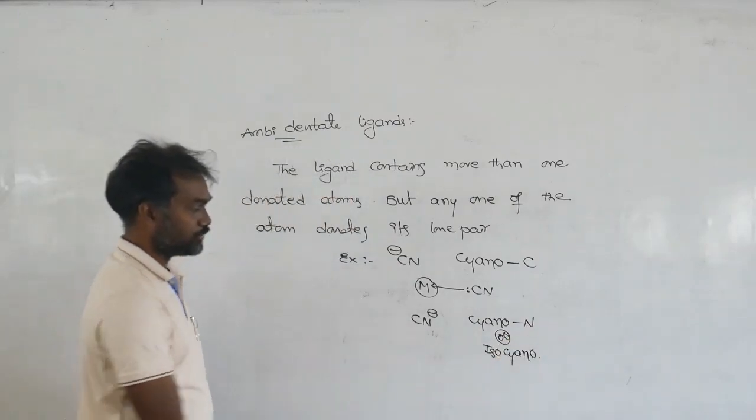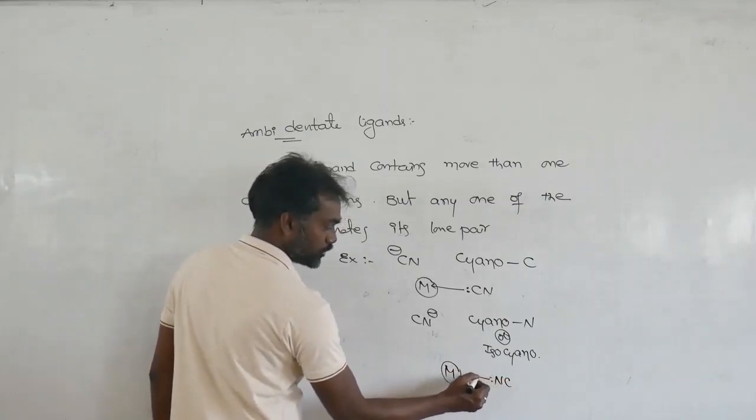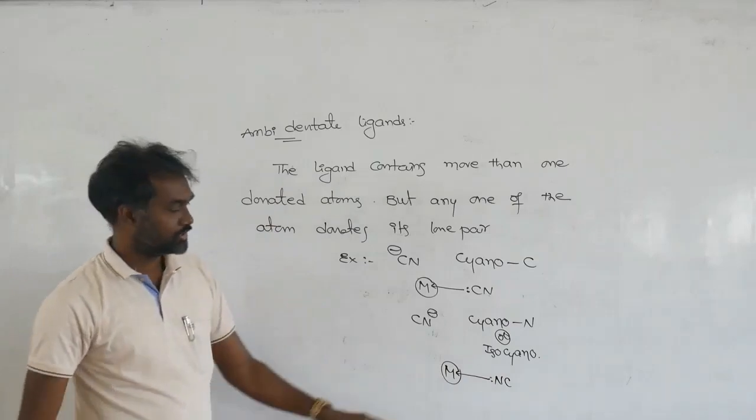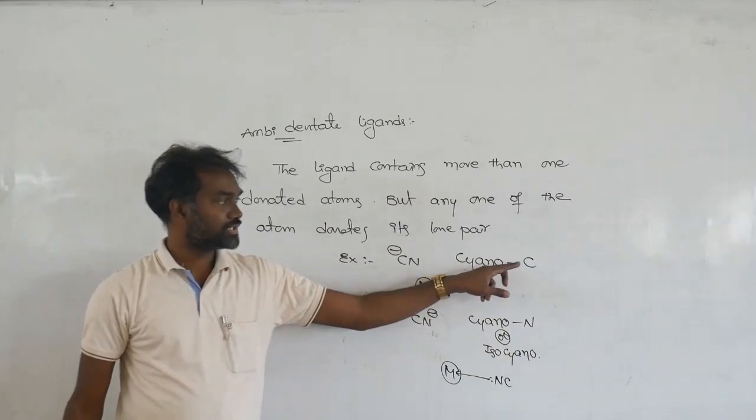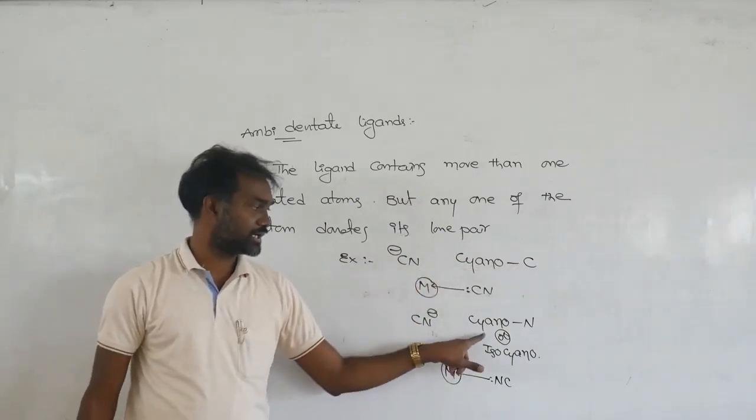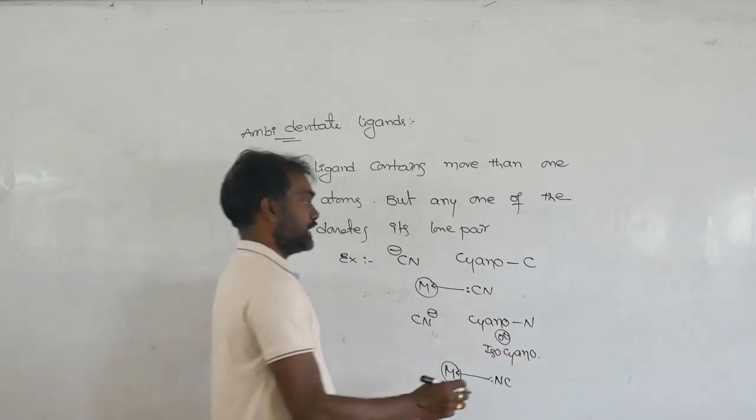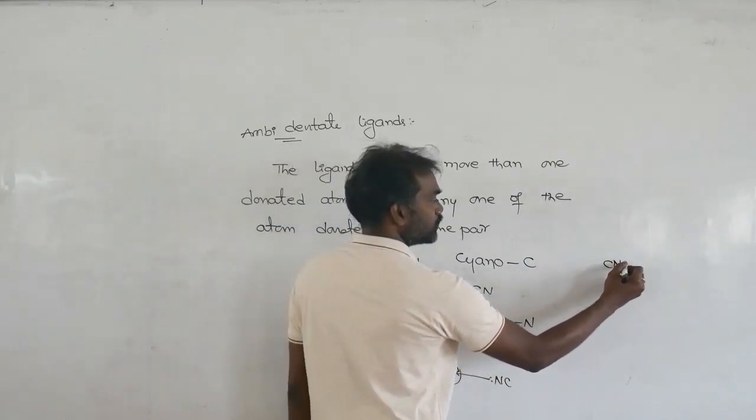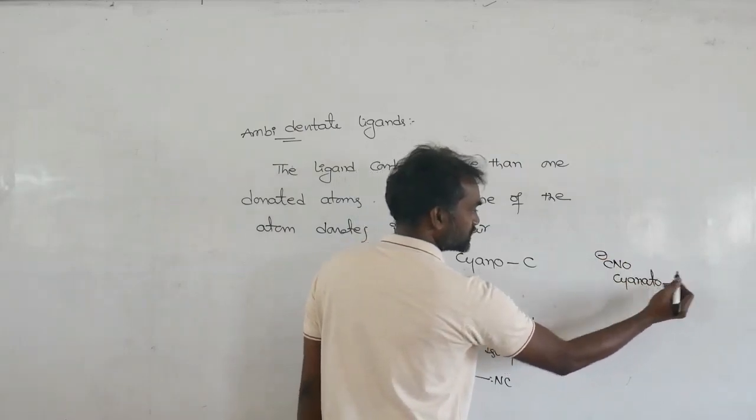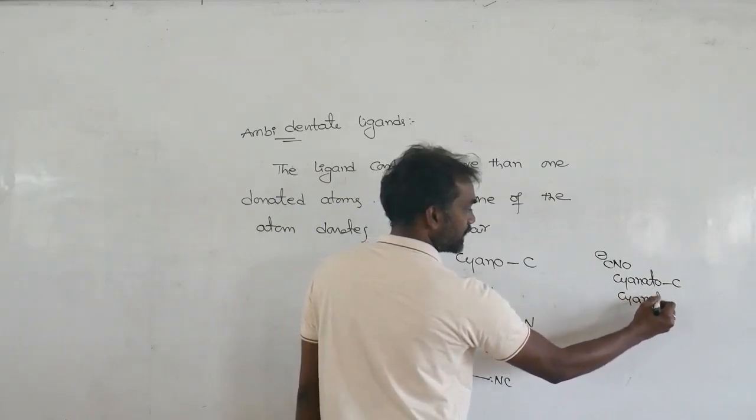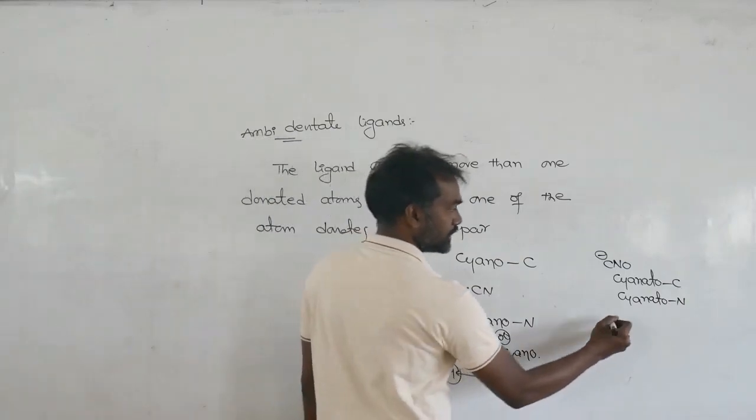So here what happens? In NC, the nitrogen lone pair is donated to the metal. So that's why this is isocyano. They are indicated with C when in cyanide C is donated, and isocyano when in the cyanide group N is donating. Next, OCN minus, cyanato. Cyanato-C, cyanato-N, or cyanato-O.